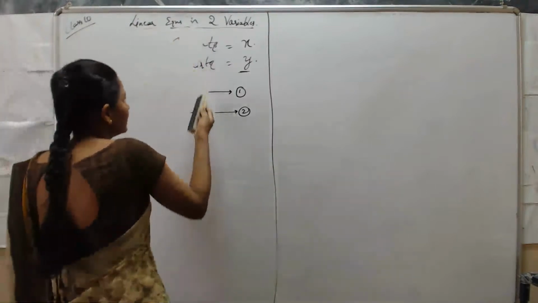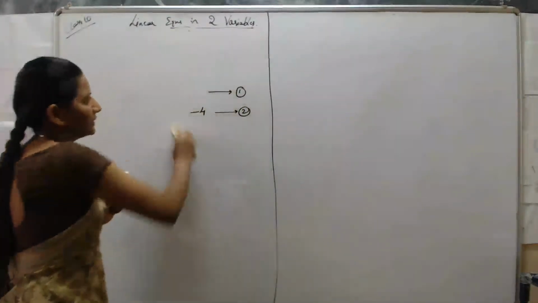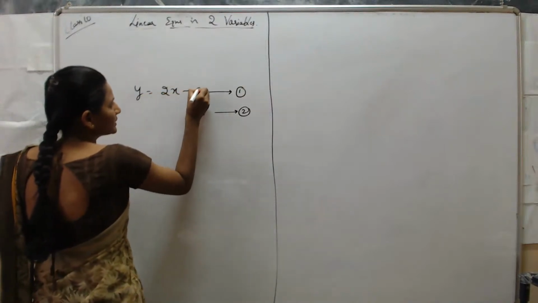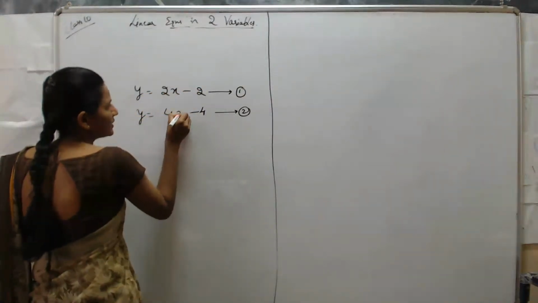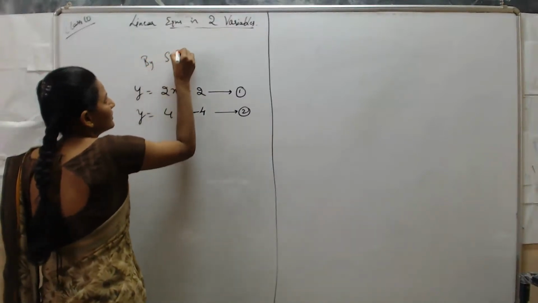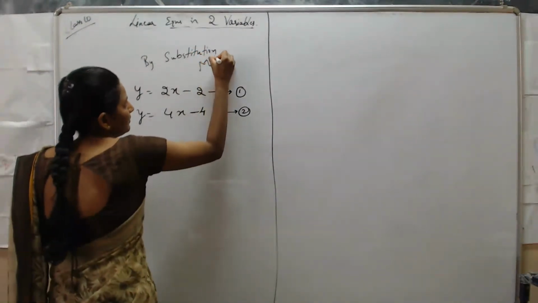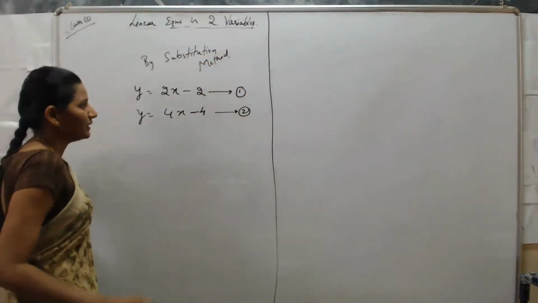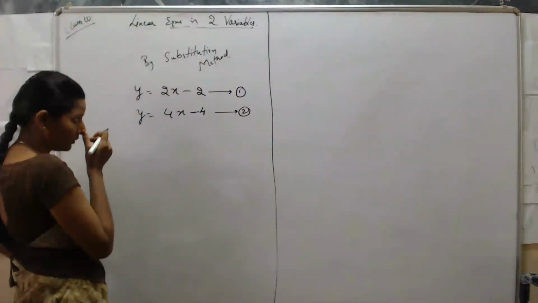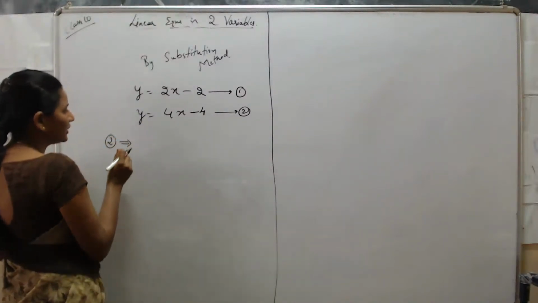So go for substitution. This also you can do in the substitution method. See here, one more example. y is equal to 2x minus 2. y is equal to 4x minus 4. Do this by the substitution method. Already y is given, so you can input y. Substitute equation 2 in 1, and you will get the answer.